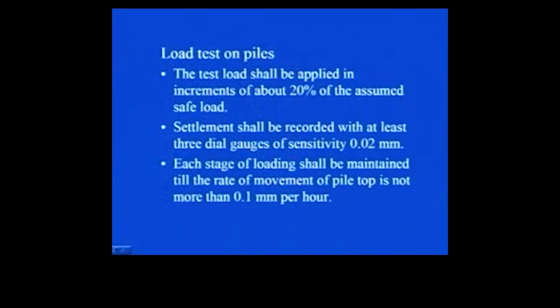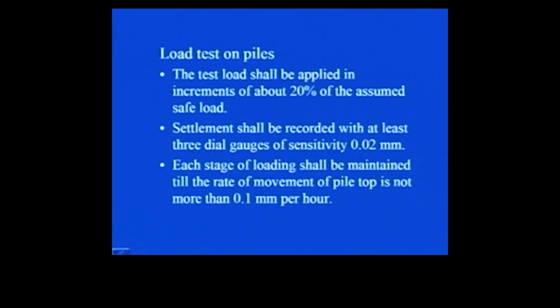Each stage of loading shall be maintained till the rate of movement of the pile top is not more than 0.1 millimeter per hour. As I told you earlier, after every loading you have to give the pile sufficient time so that it can settle down, and further settlement of the pile under that particular load should not occur. So, how will you decide that the total settlement at that particular load has already taken place?